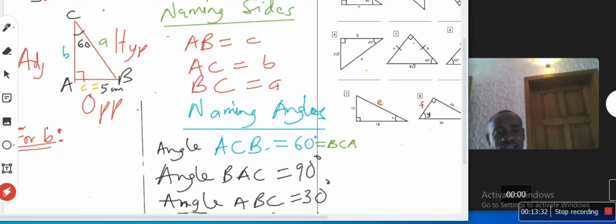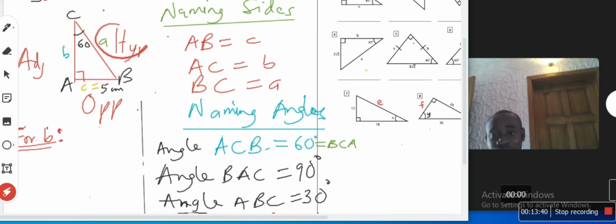So since small letter a is not given, that means we need to think of something else. We can use our angle first. But small letter a is not given. By the way, small letter a is the hypotenuse, isn't it? Yeah, but we don't have it.